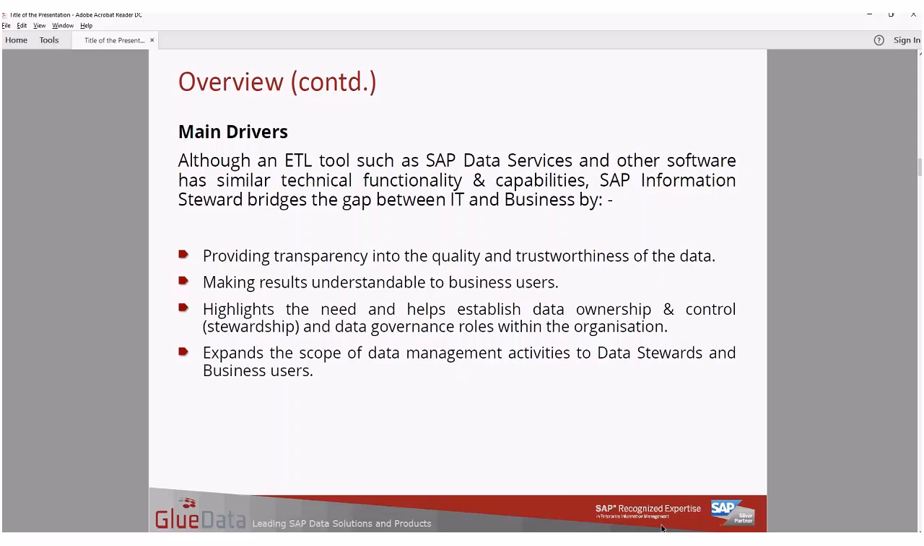Okay. It also expands the scope of your data management activities to these data stewards and business users. All of a sudden, I understand my data better. I know where the issues are. So there's so much more that I can do now to control this within my organization.